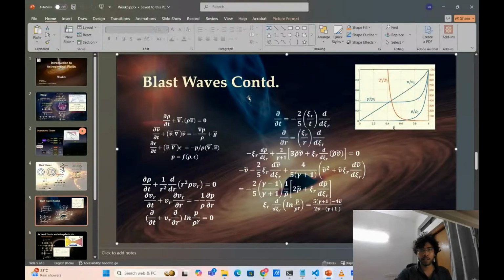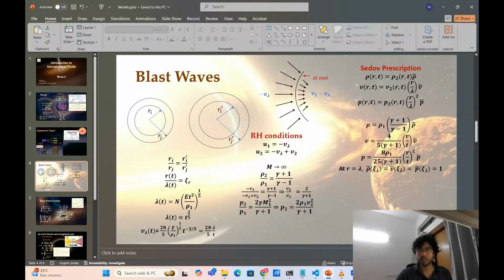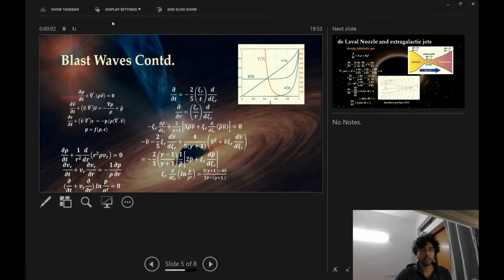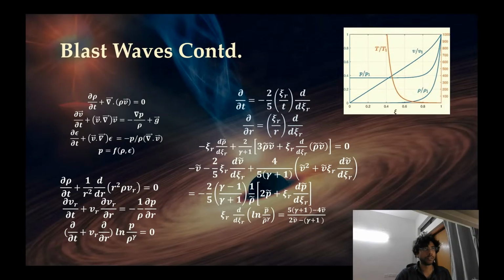And that's why we expressed the density, velocity, and pressure like this. Now we will use these variables and see what the solutions are and how they vary across the shock boundary. As I said, xi equals 1 is the shock boundary, because xi is r by lambda, and lambda is the shock radius. So at the shock radius, r equals lambda, so xi is 1.